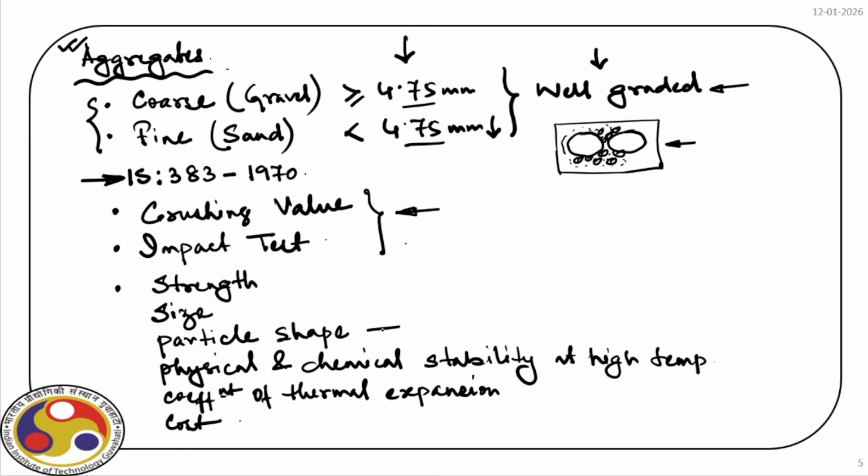Now this shape actually also dictates the strength of the final product, which is concrete. Now you can appreciate that if you have a circular shape and we have sharp edges, obviously because of the presence of these sharp edges, it offers more locking with other aggregates, and obviously this shape is better than this one.